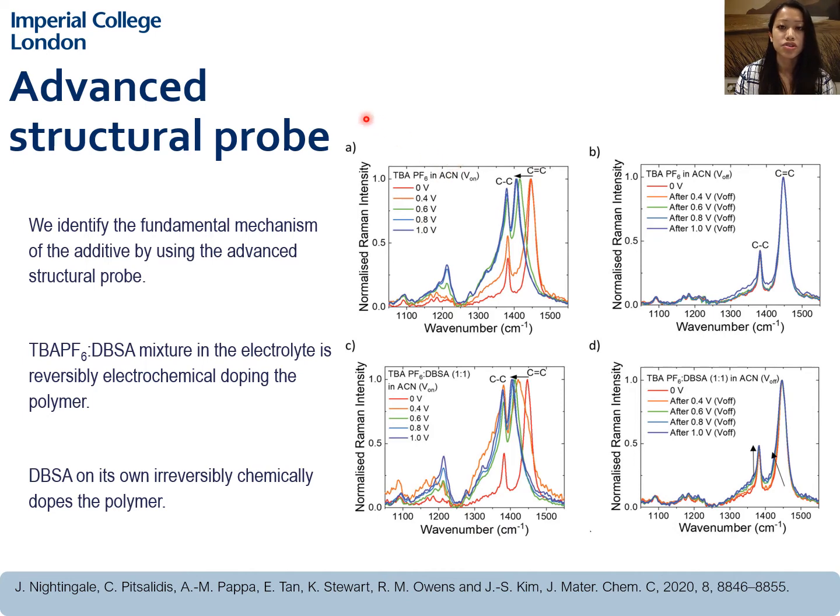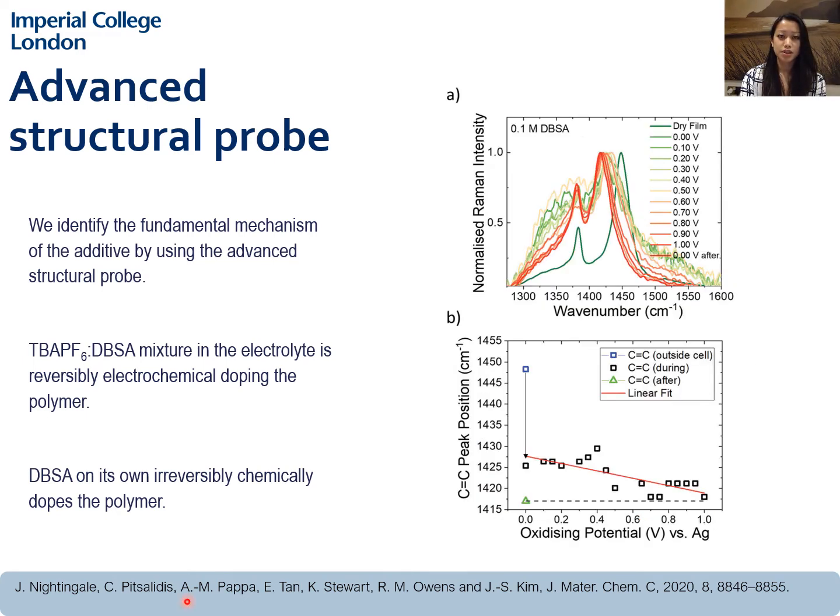And we find that the signatures actually show reversible electrochemical doping. We can see here that at 0 volt there are no polaron signatures, but only with an electric field and oxidizing potential there are polaron signatures, and this is fully reversible.